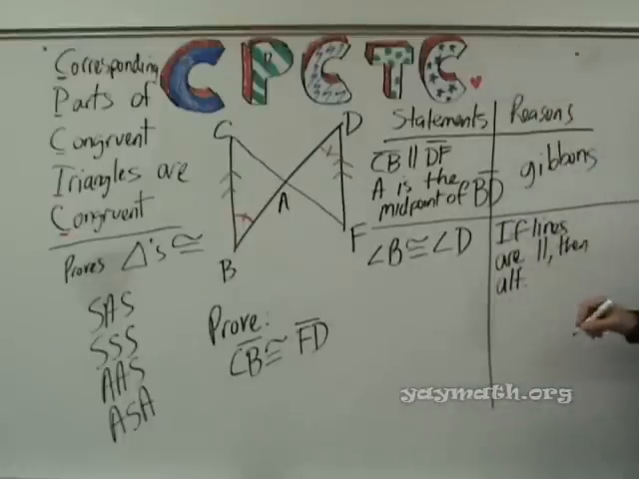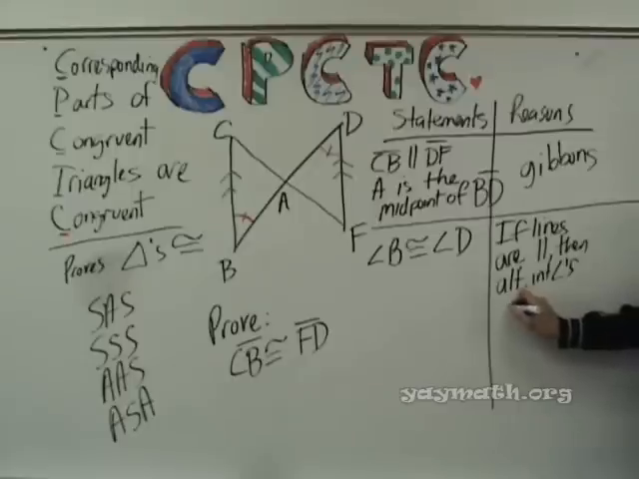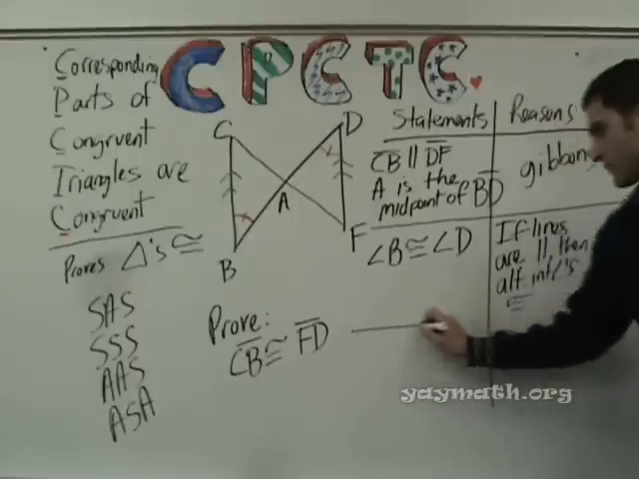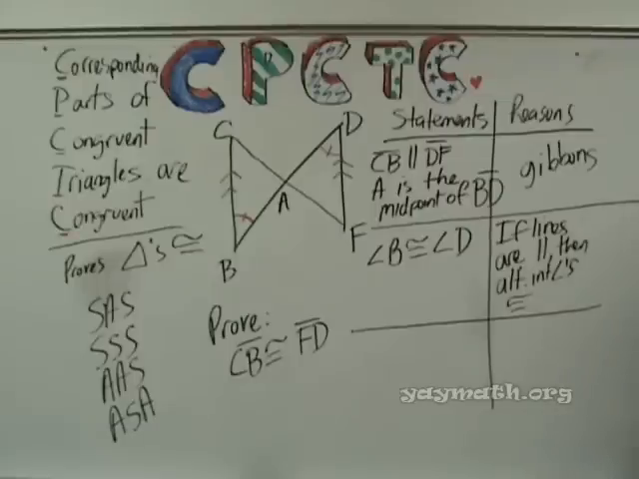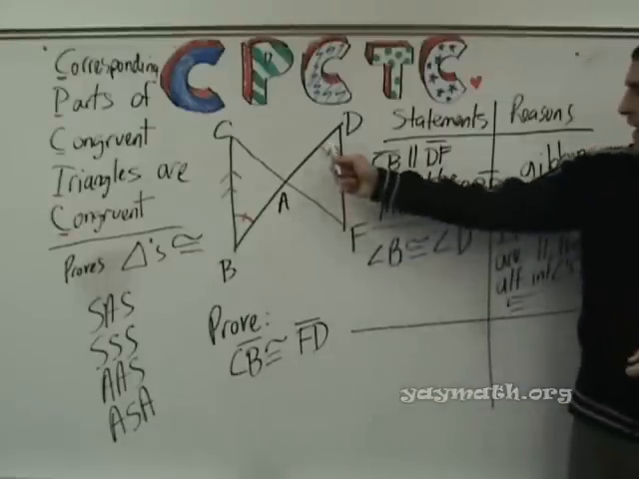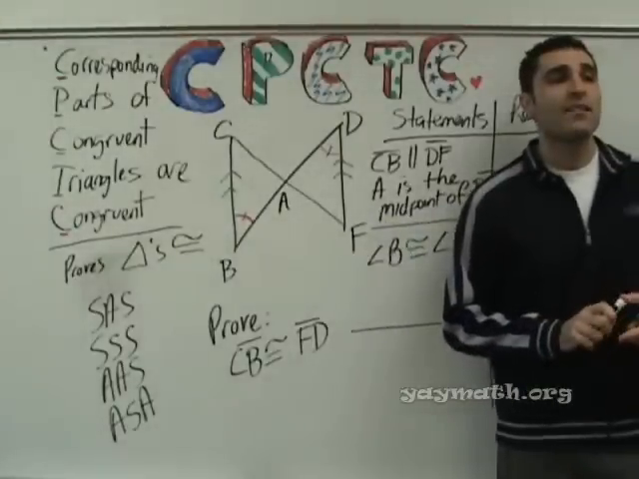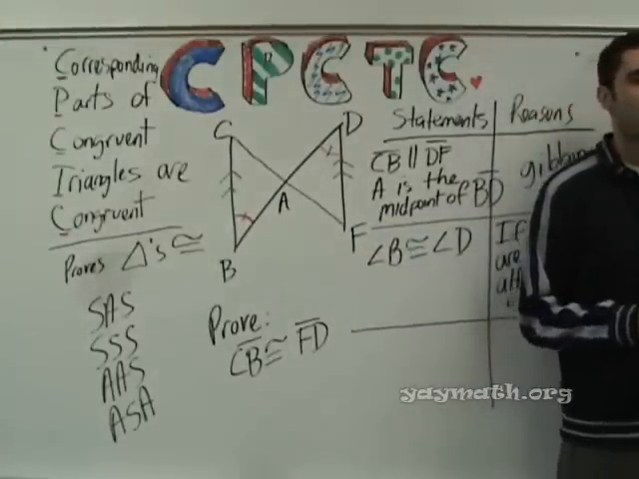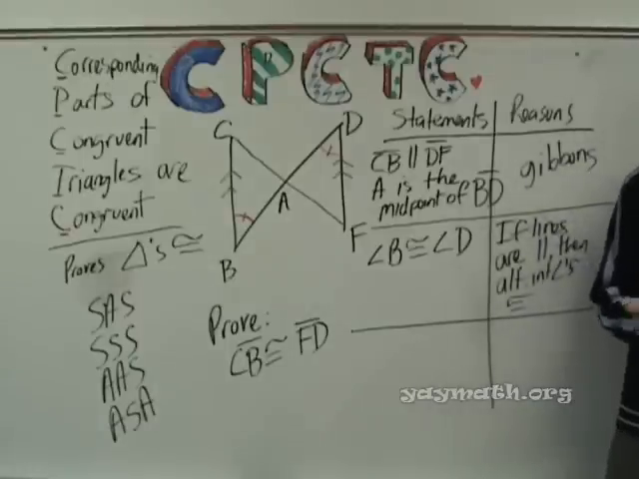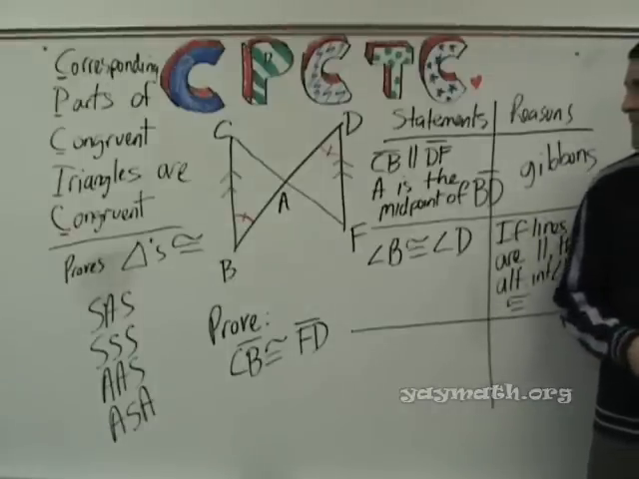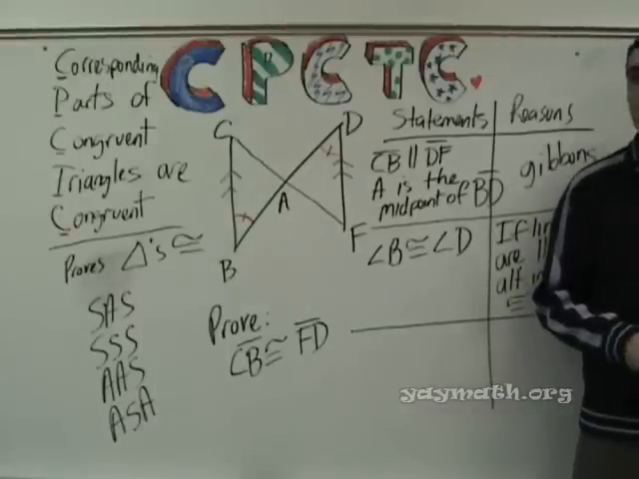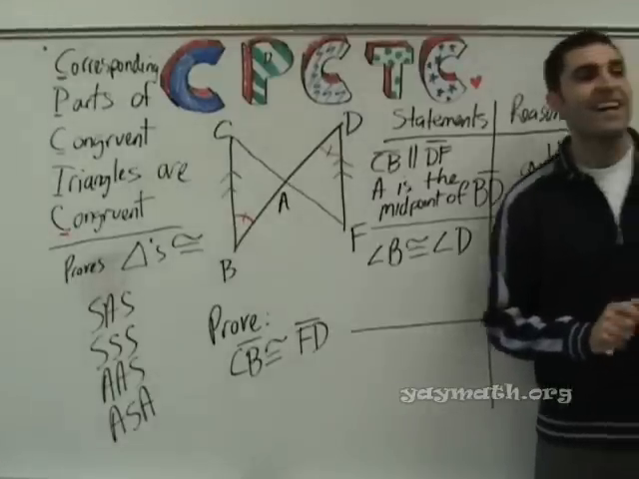Alternate interior angles congruent. Okay, so we have an A here. Cool. Maybe we could do another one? But also, since A is the midpoint of BD, wouldn't BA be the same as AD? Yeah, it's true.